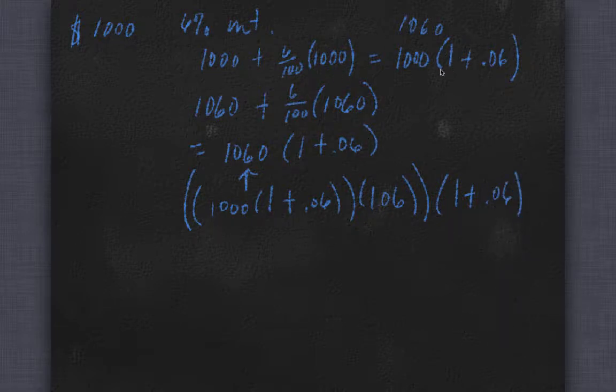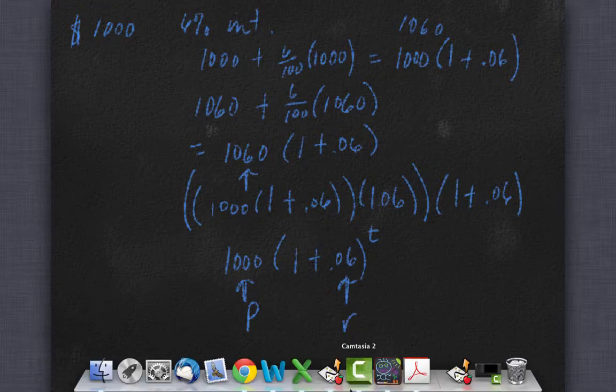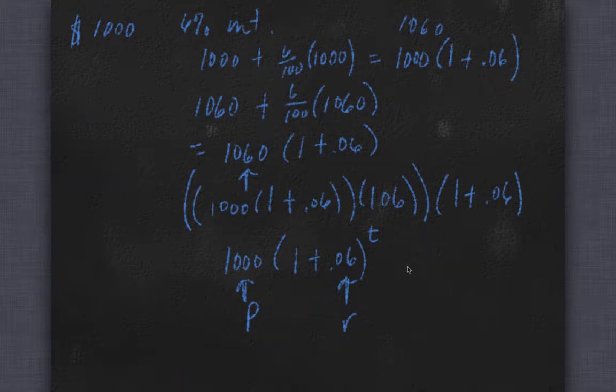So 1 year, 2 years, 3 years. The 1.06 is happening every single year because every time I compound it, I multiply by that again. So it's 1,000 times 1 plus 0.06 to however many years. T generally represents time in years. So this is how you would calculate the interest if it's just compounded once a year. This we call P, this we call R, and T again is time in years.